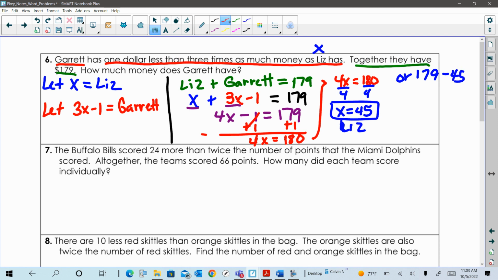So we can say 3 times 45 minus 1, or you can subtract it from 179. So our solution here would be the bracket 45, 134. Yes, you could just subtract it. That's what I'm saying.